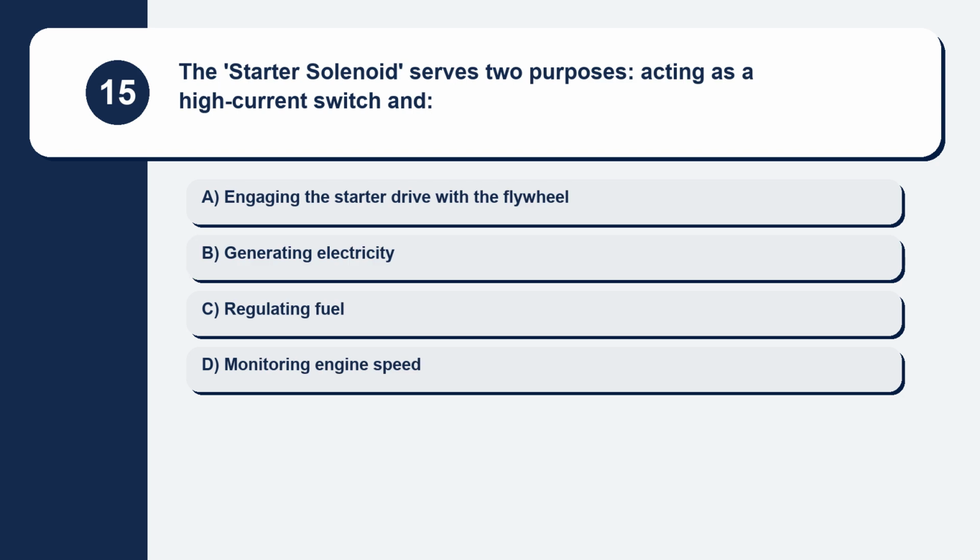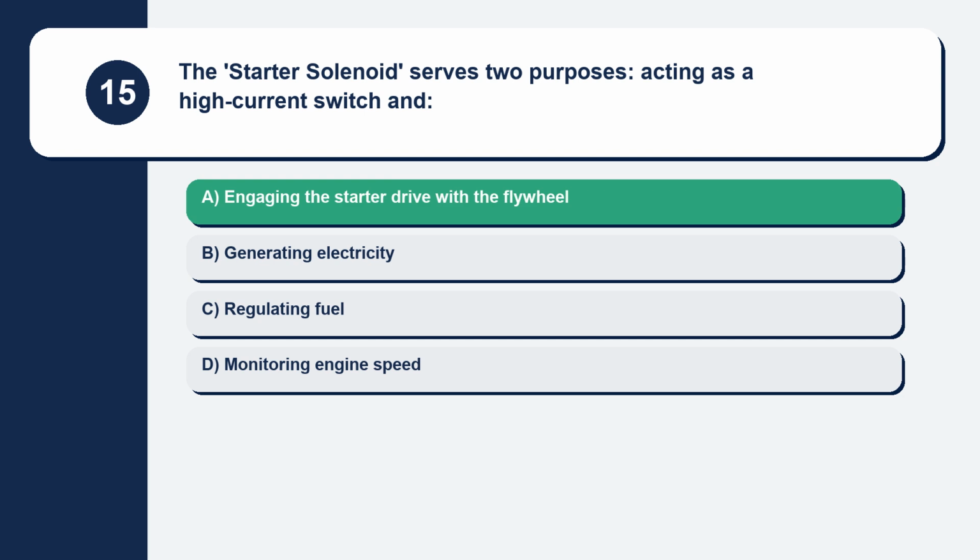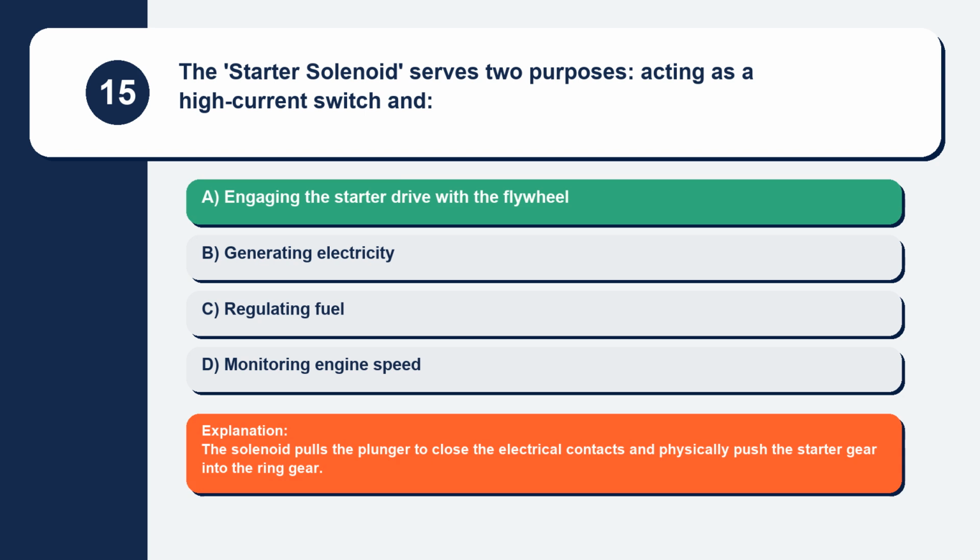Question 15. The starter solenoid serves two purposes, acting as a high current switch and engaging the starter drive with the flywheel, generating electricity, regulating fuel, monitoring engine speed. The solenoid pulls the plunger to close the electrical contacts and physically push the starter gear into the ring gear.